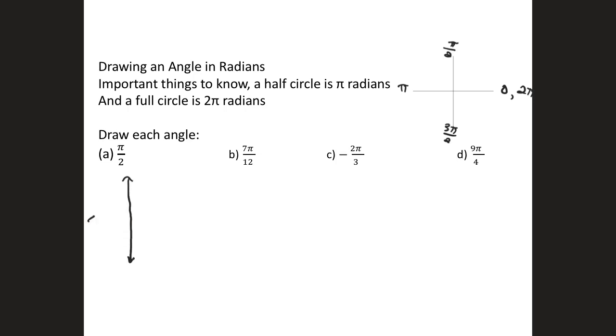So for instance, if I wanted to draw a pi over 2 radian angle, I can start at 0 radians and go halfway to pi, which is straight up. So this is my pi over 2 radians. If ever I have a value that is not on one of my coordinate planes, like 7 pi over 12, it's really nice to convert all of these so that my denominators are the same. So the first thing I'm going to do is draw my original coordinate plane.